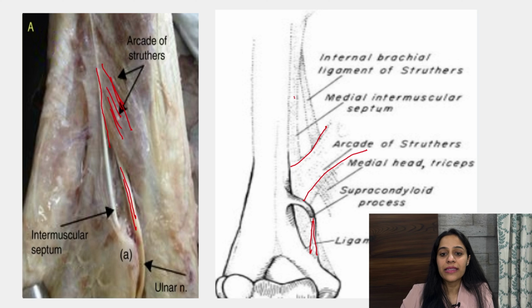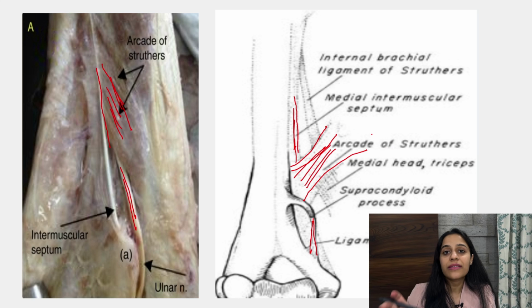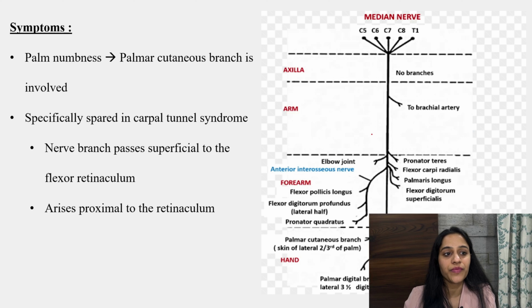And this is the intermuscular septum, which is formed by the aponeurotic system of the medial head of the triceps. So arcade of Struthers compresses the ulnar nerve. Ligament of Struthers compresses the median nerve. I hope these two terms are very clear to you.